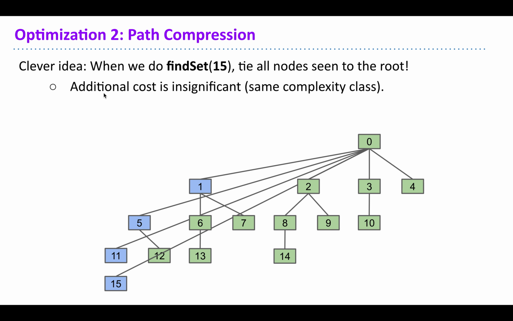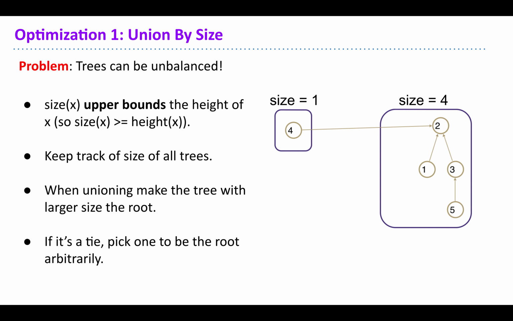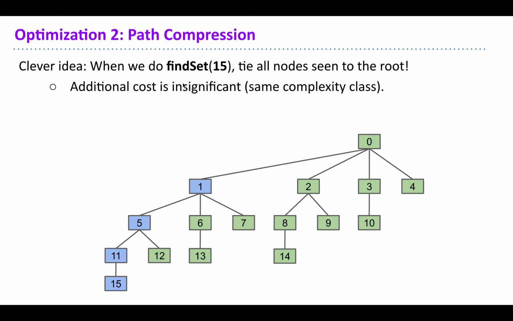So this adds maybe a constant factor cost to find set, but it makes subsequent calls really fast. So we definitely want to do this. And those are our 2 optimizations: the first optimization with the union by size, and the second optimization with path compression.